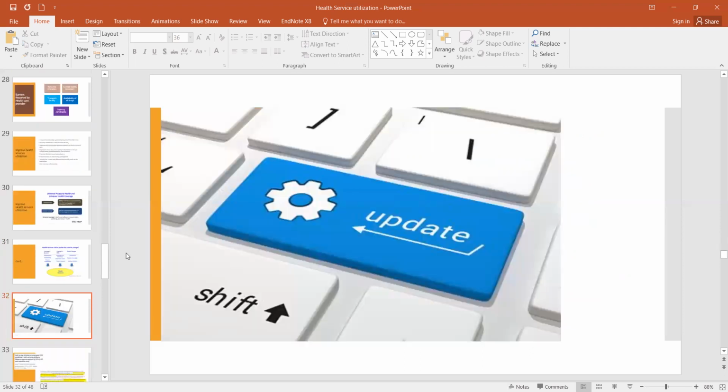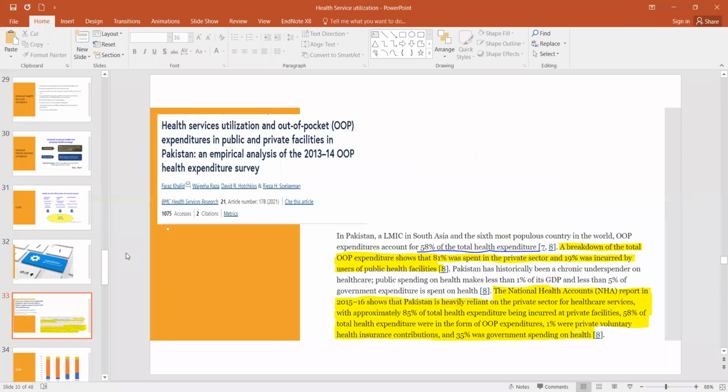Now come the recent updates. This is one of the articles, health service utilization and out of pocket expenditure in public and private facilities in Pakistan. A breakdown of total out of pocket expenditure shows that 81% was spent in the private sector and 10% was earmarked by public health facilities. Basically, this article shows that in Pakistan better services are provided in the private sector, and mostly people avail their health services in the private sector rather than the public health facilities.